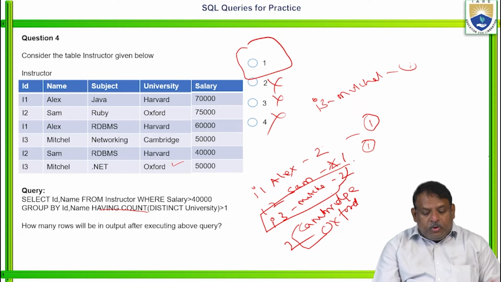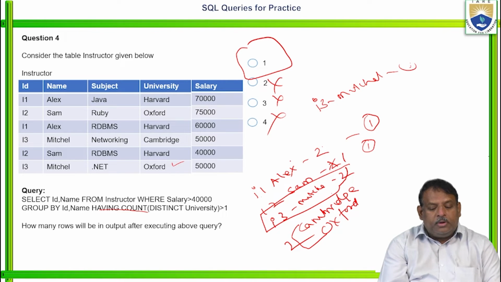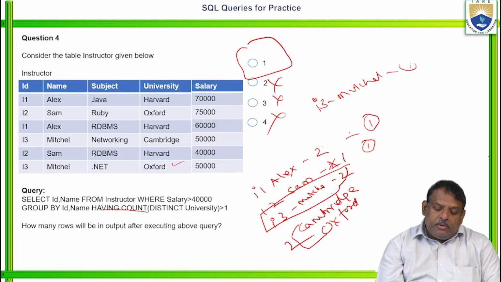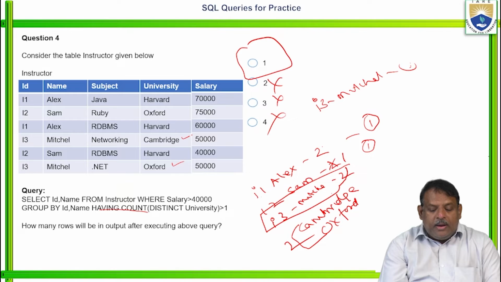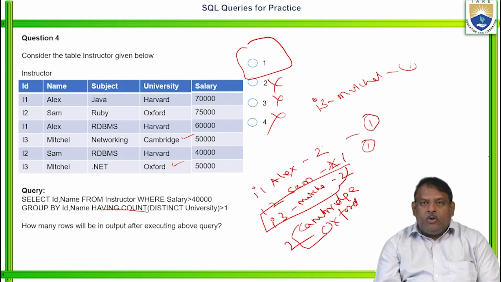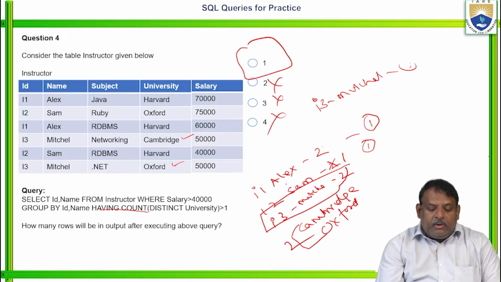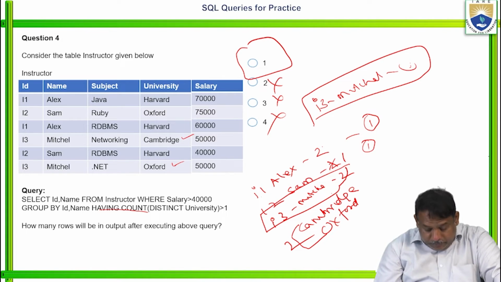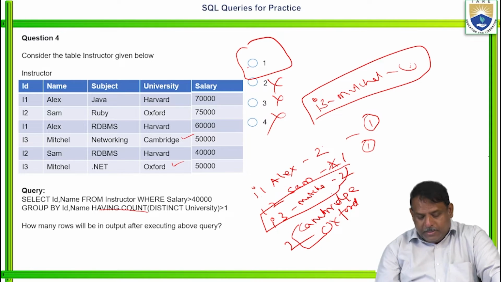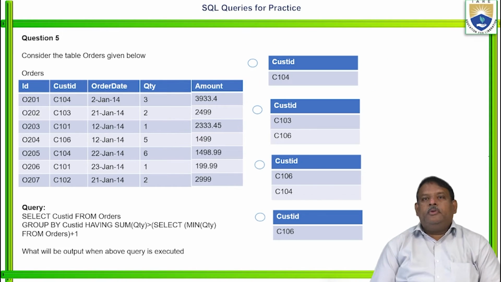Okay, fine. After this group, we have to apply the having clause: distinct universities count more than 1. For Alex, we have 2 records, Harvard and Harvard, so the distinct count will be 1. For Sam, only 1 record is there, so 1. Mitchell is working in Cambridge and Oxford, 2 records, so the distinct count will be 2. So only one row satisfies this condition, that is Mitchell, I3. So only 1 record. The answer is number 1, the first option. Okay, next question.